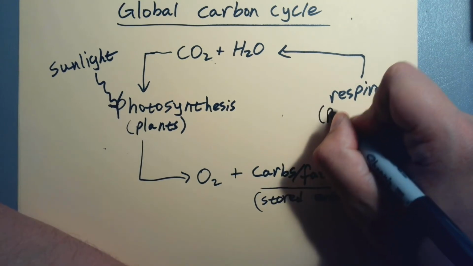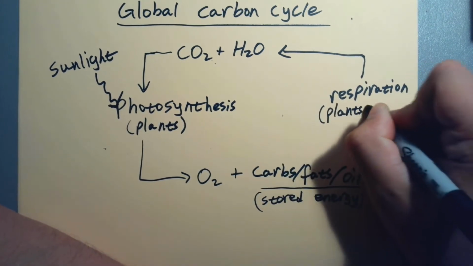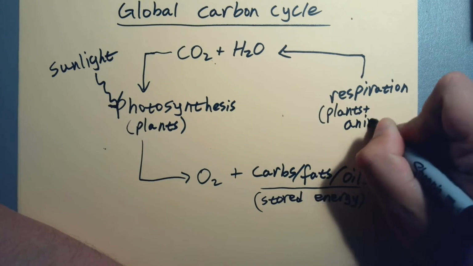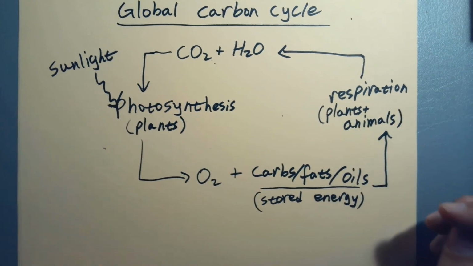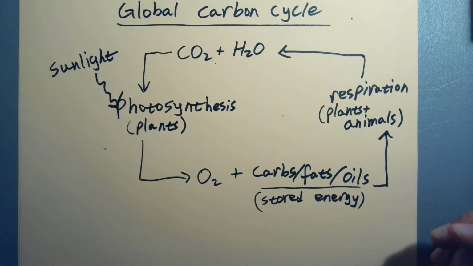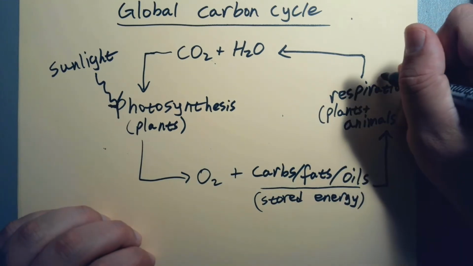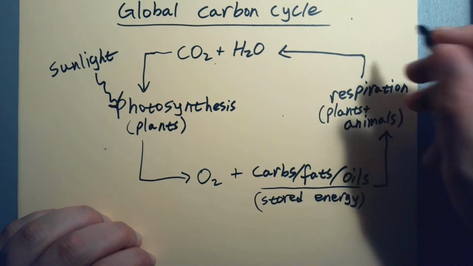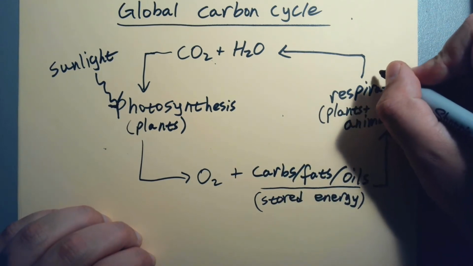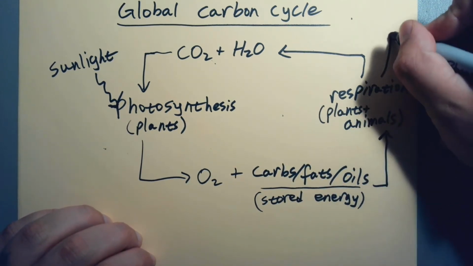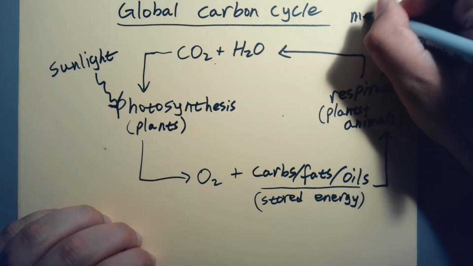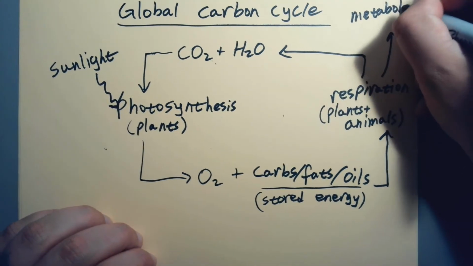And so plants will do this as well to get through the night, and animals will do this as well. So animals eat plants, and plants eat themselves. The sun's not always shining, so they've got to get through a cloudy day, they've got to get through the night. And so when we do this, we use the stored energy. Where does it go? Well, it gets released as, we'll call it, metabolic energy.